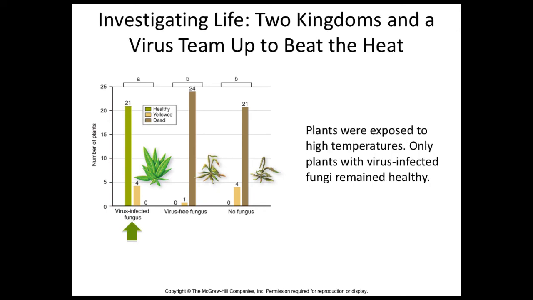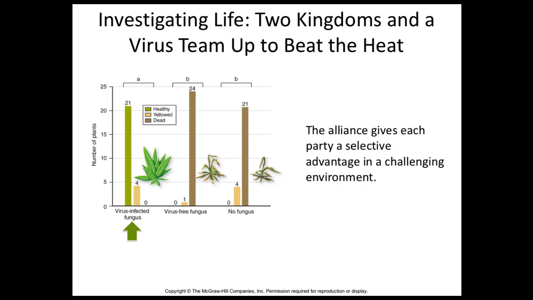Plants exposed to high temperatures can survive with a virus-infected fungus, but if it doesn't have the virus and the fungus, then it will not remain healthy. This alliance gives each party a selective advantage in this highly challenging environment.